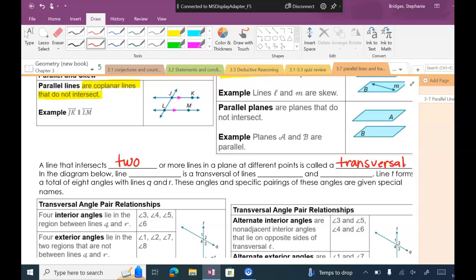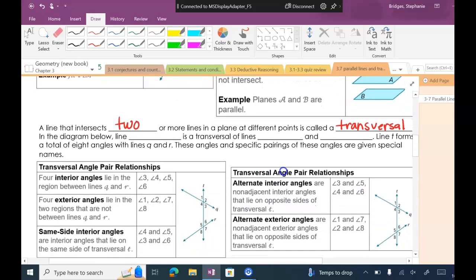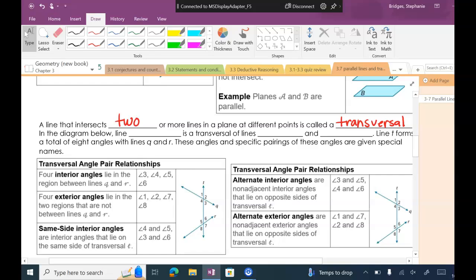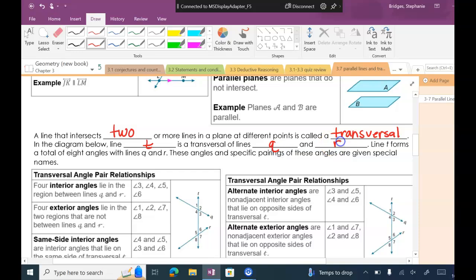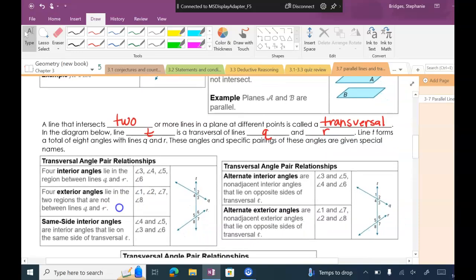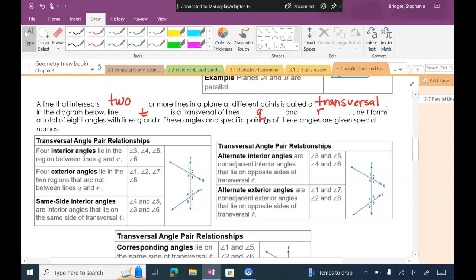In the diagram below, the one right down here next to the transversal pairs, does everybody see line T in that picture below? That's the line that's going vertical. That's line T. That is a transversal, and it intersects, what are the names of those other two lines that it touches? Q and R, yeah. So in the diagram below, line T, that's the one going vertical, is our transversal of lines Q and R. It intersects those two.